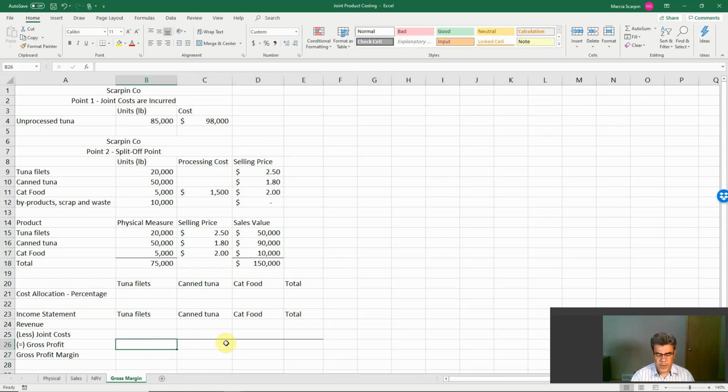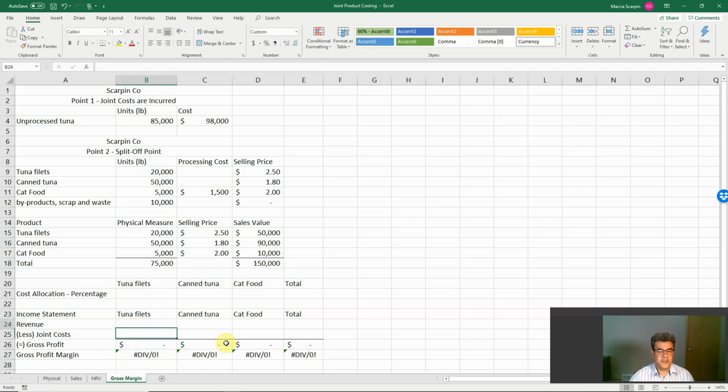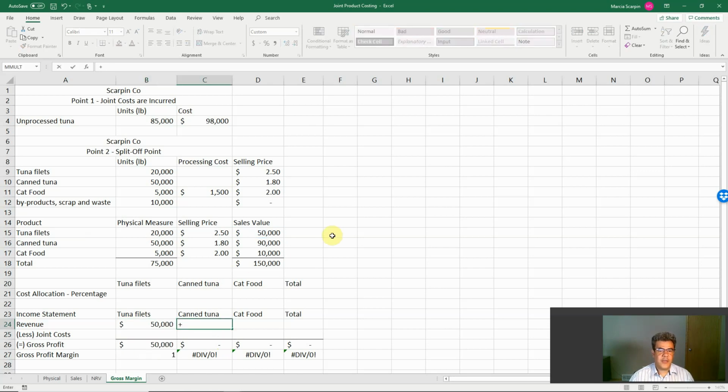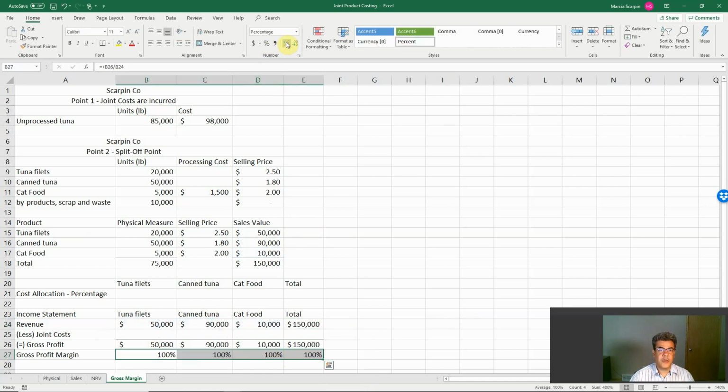So let's do it. What is the gross profit? Revenue less joint costs. So let's copy and paste here. Gross profit margin, gross profit divided by sales revenue, divided by zero because we don't have the numbers yet. Our revenues, tuna fillet 50, canned tuna 90, cat food 10, wow, and the total here, wow, let's work here in percentage.